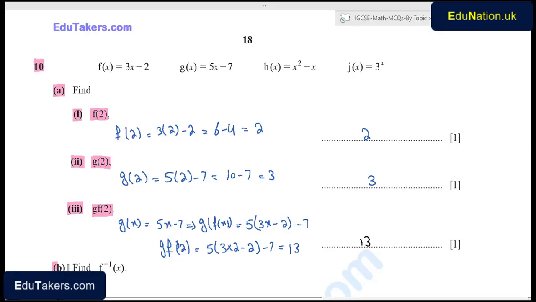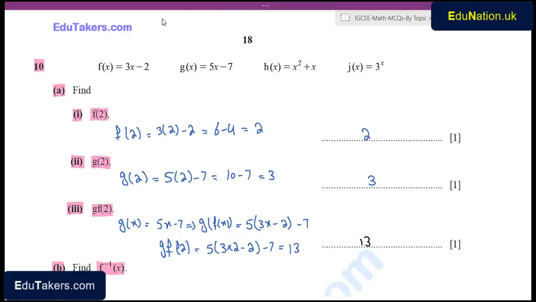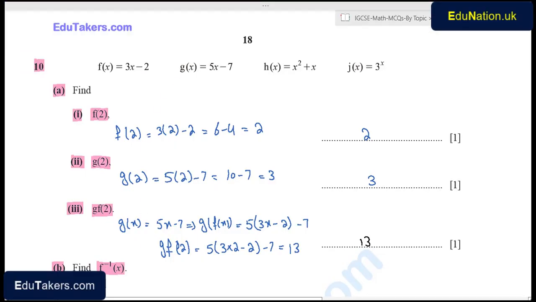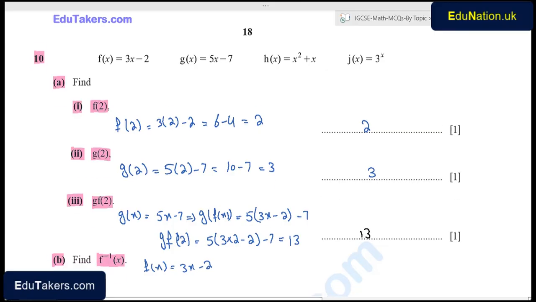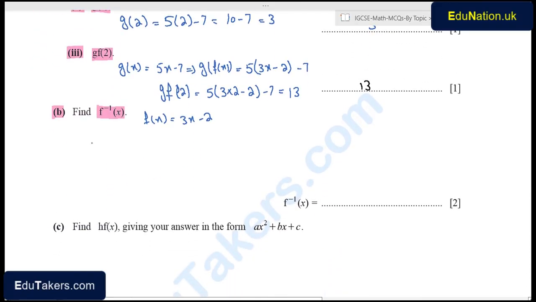Part B is find f inverse of x. f of x is given, which is 3x minus 2. Let y be equal to f of x, and this implies that x is equal to f inverse of y.